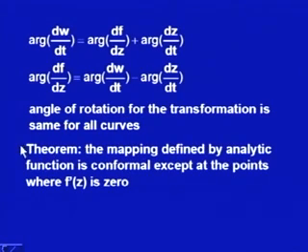So, this gives us a theorem that the mapping defined by an analytic function is conformal except at the points where f dash z is 0. At points where f dash z is 0, the tangents are not defined, so there will be a problem, but for all other points, if the function is analytic, then the mapping will be conformal. So, this is an important result, and the points where this is 0 are called critical points, and there the angle may not be preserved, but for the rest of the curves the angle will be preserved.